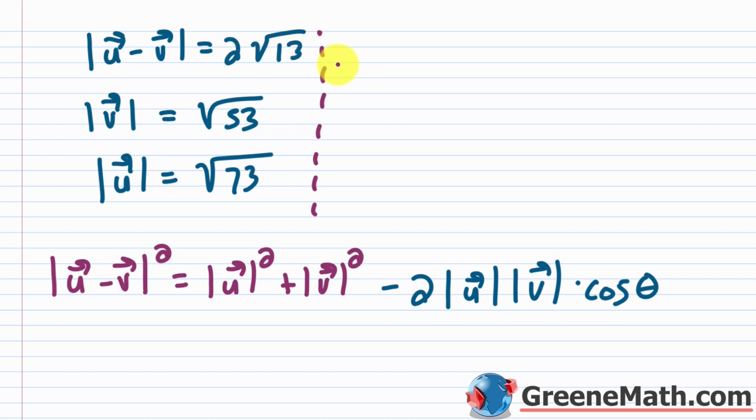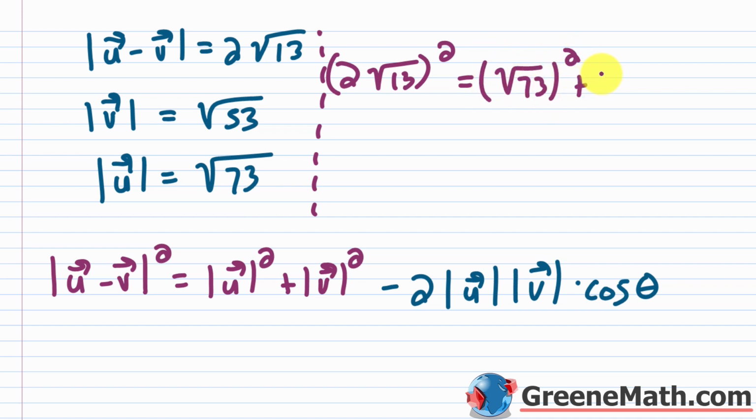Okay. So this is 2 times square root of 13, and I'm going to square that. And this equals, this guy right here is the square root of 73, and I'm going to square that. So let me write the square root of 73, and I'm just going to square that. And then plus, I'm going to have my square root of 53, and that's going to be squared. So that's coming from the magnitude of the vector v being squared.